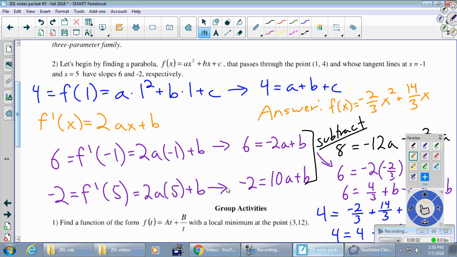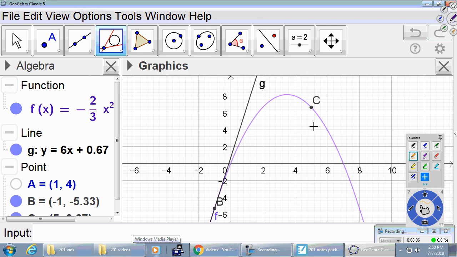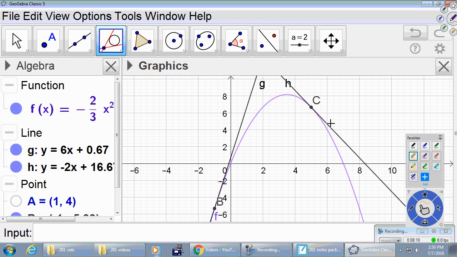I'm hoping the other slope is -2. So again, we just click on that tool right there. We click the point, and then we click the curve, and it drew the tangent line, and there's the equation. And indeed, the slope is -2. So you can do this on GeoGebra really easily, less easily on a graphing calculator because it doesn't have the nice ability to just find the equation of the tangent line.